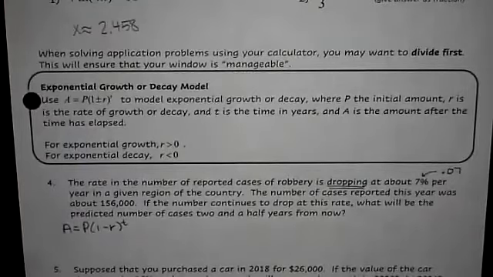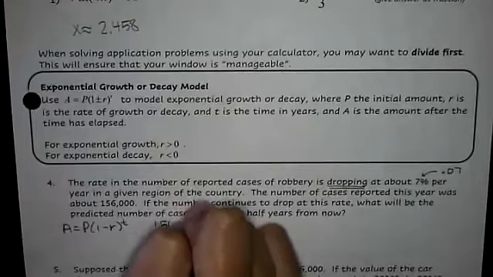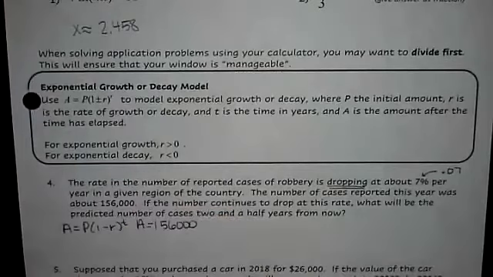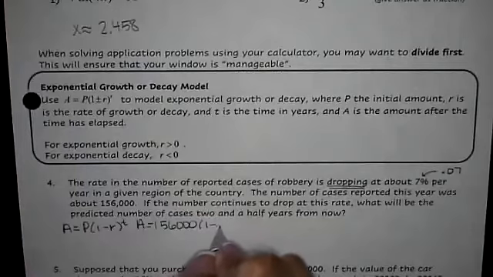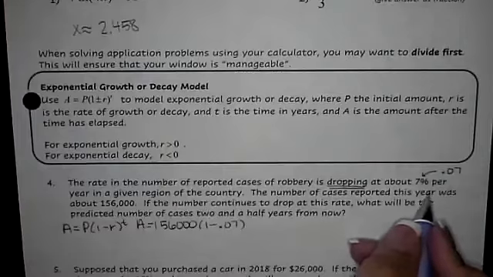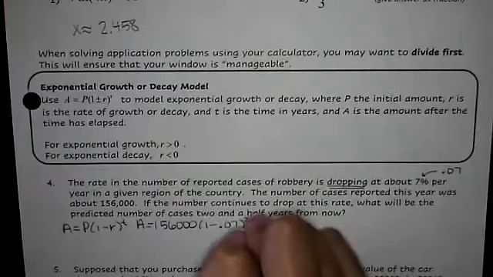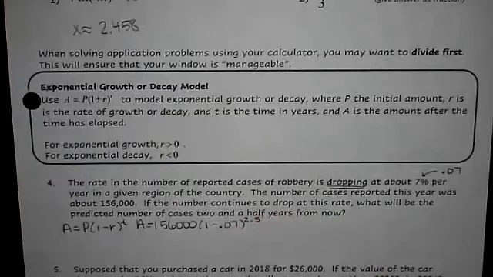Now we're ready to set this up. It tells us that it was 156,000 cases. So that's going to be our principal or our initial amount. It is doing 1 minus 0.07 because we said it is decaying and the percentage is 7%. And we want to know how many cases there will be in 2.5 years. So 2.5 is going to be the time. This is going to be the easiest type of question they give you because it's just plug it in the calculator since our missing variable is on the other side of the equal sign.